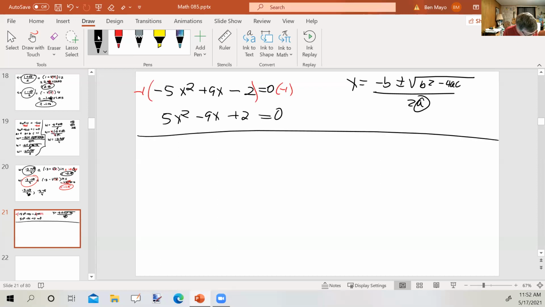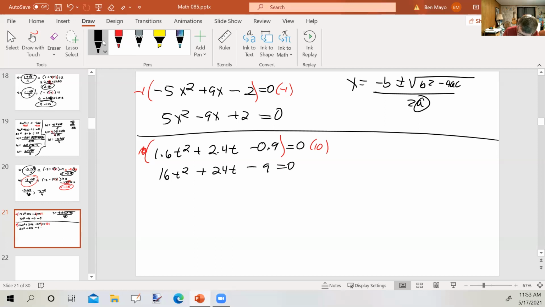Here's another example. Let's say that your equation contains decimals. You could deal with the decimals and let a be 1.6 and b equal 2.4 and c be -0.9, but it would be nicer to get rid of the decimals. In this case, I need to move them all one place. So I'll multiply both sides by 10: 16t squared plus 24t minus 9 equals 0. And then I'll use 16, 24, and -9 as a, b, and c.